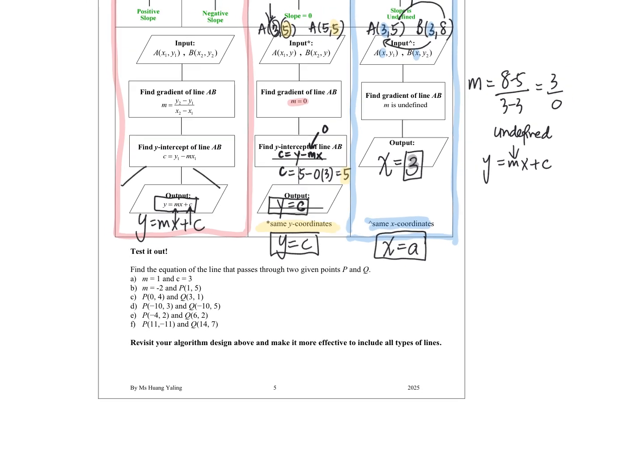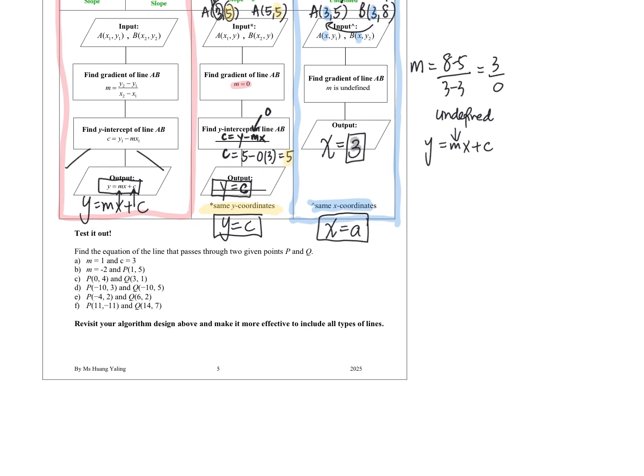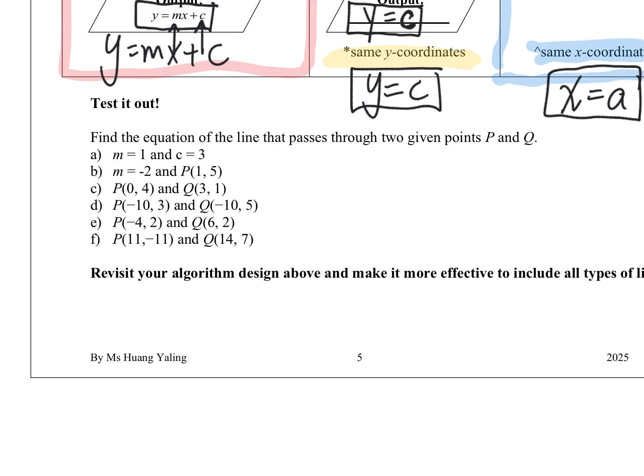So let's practice. Part A. Who can tell me what is the equation of the line? Part A. I have gradient. I have y-intercept. Can someone tell me what is the gradient? What is the equation of part A? Anybody? This one. Who can tell me? Nobody? Kiran? What is the equation of this line?